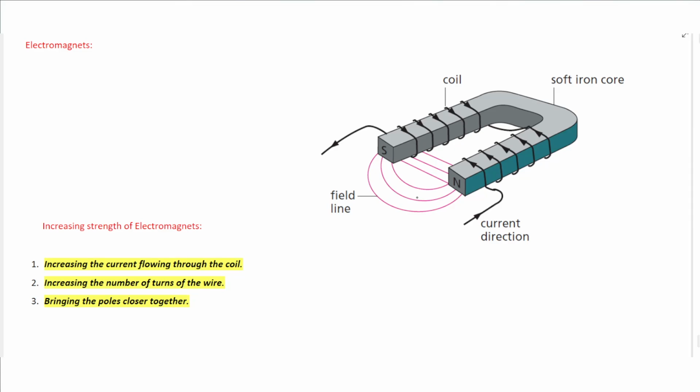And you can increase the strength of the magnetic field of the magnet by increasing the number of turns, increasing the current, and using an iron core, not a plastic or a wooden core. The magnetic field will magnetize the iron and make the field stronger.